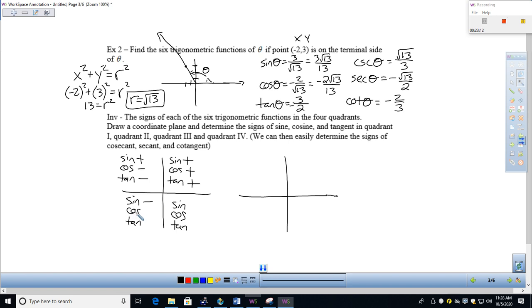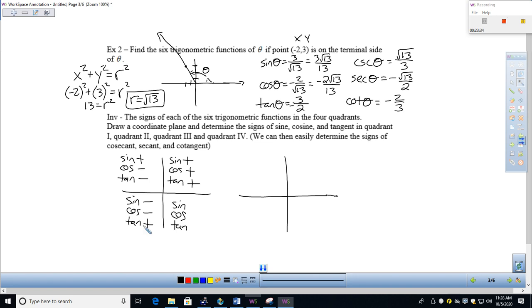Cosine, negative x over positive r. So remember, if I'm in the third quadrant, I'm going to the left. So that would be a negative x. R is always positive, so negative over positive is negative. And tangent, negative y over negative x, that's always the hard one, is positive. So tangent is positive in quadrant 3.